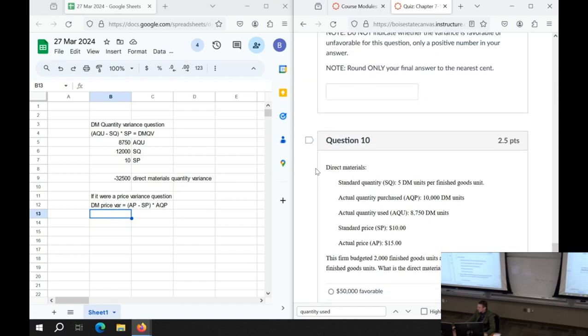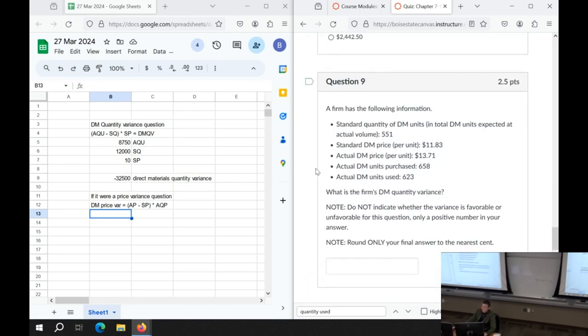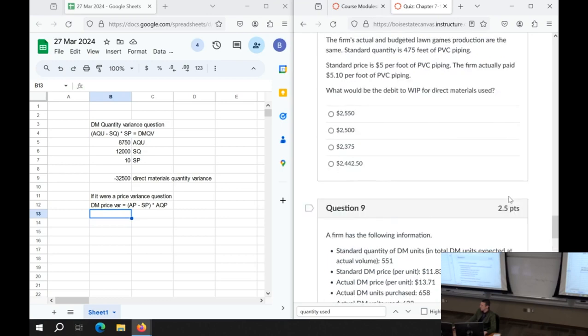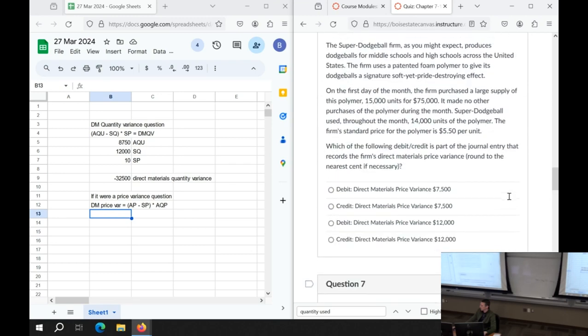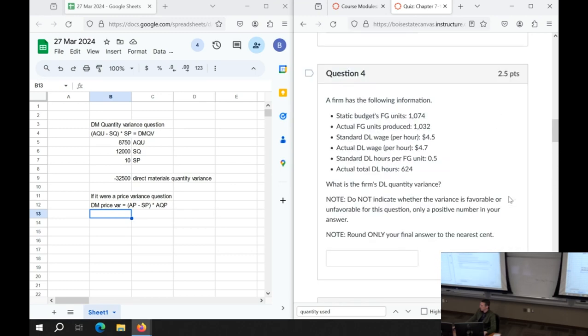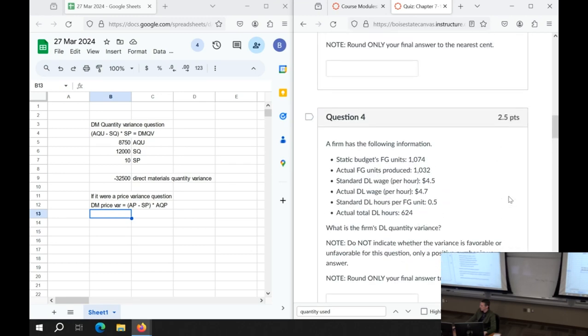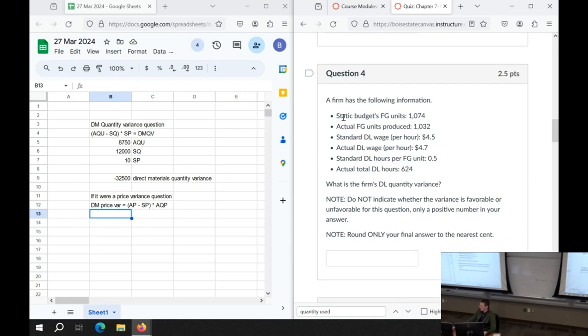Occasionally, I have some tricky stuff there. Okay, we did a direct materials question. Can you do one where the quantity you have to convert from the static budget into flexible? Let's see. I wonder if I just rolled upon this. No, this isn't it. Let's see if I've got one that's like that. I have a direct labor quantity. I think this one will be one of those, because I have a bullet point about static budget finished goods units.